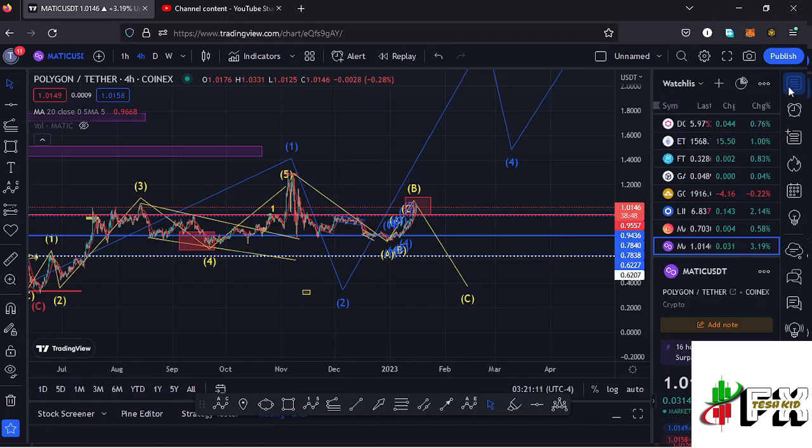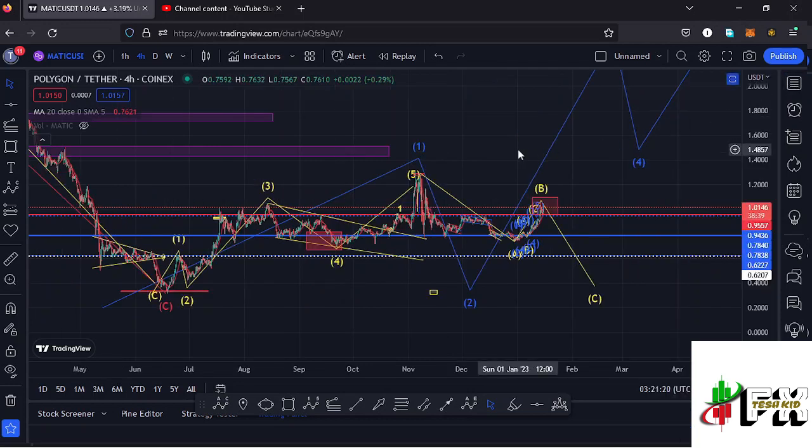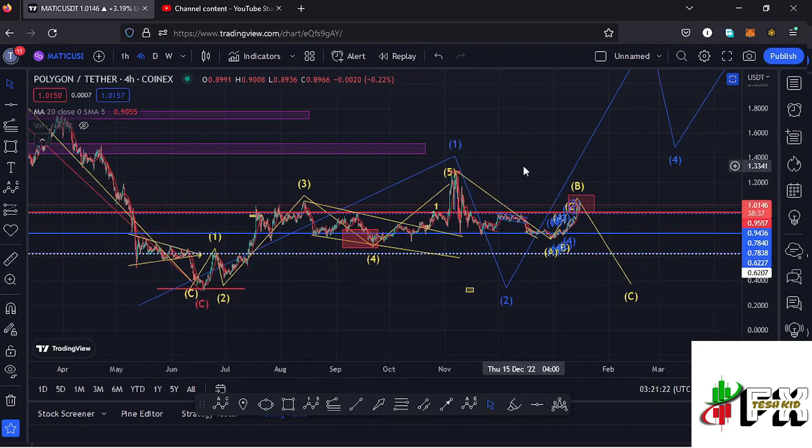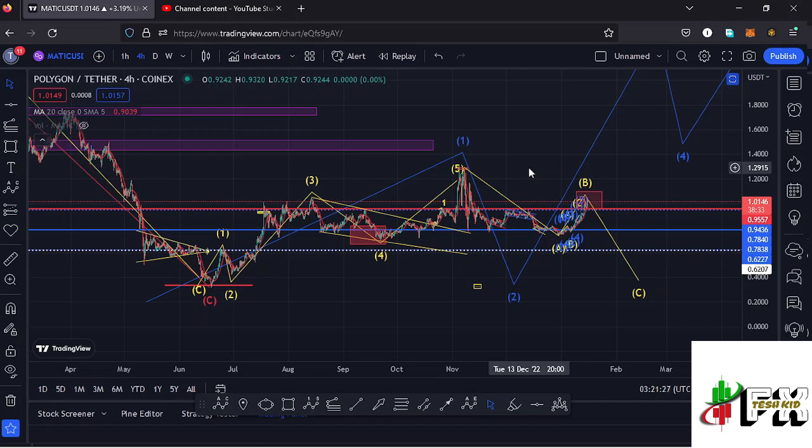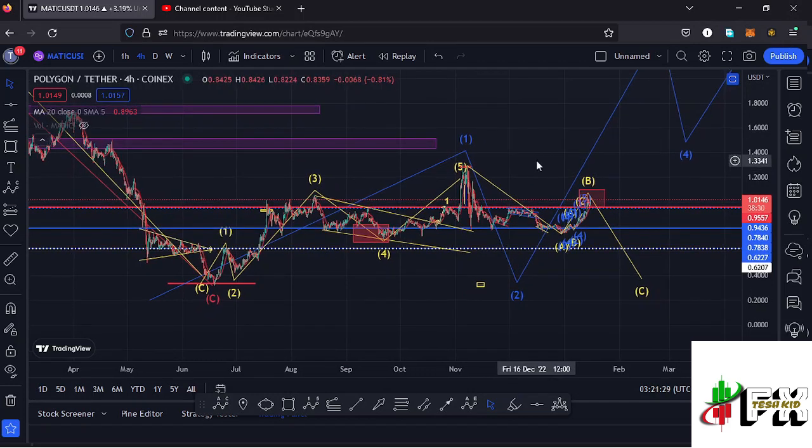And at the time of this recording, Polygon Matic has continued to show a lot of strength, where you can see that here on TradingView the market is up by 3.19%. In this video I'll be starting my analysis here on the 4-hour chart by first giving you a recap of what has been happening, and also give you the short-term scenarios that I'm expecting to play out.